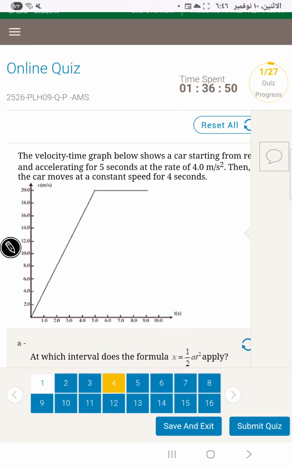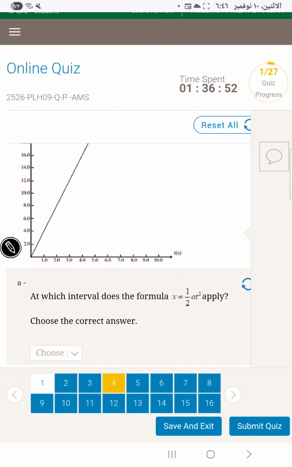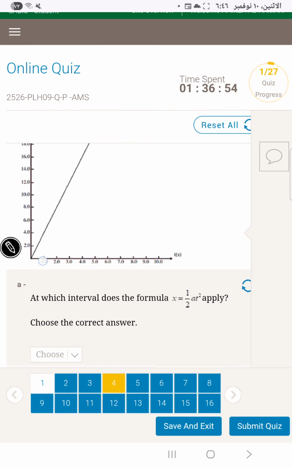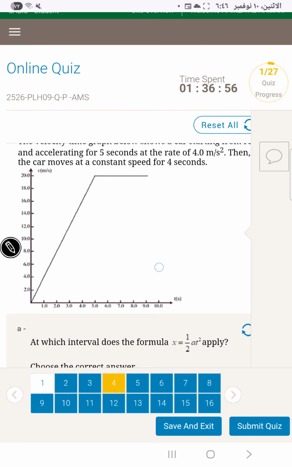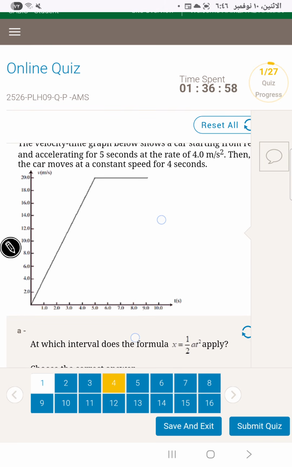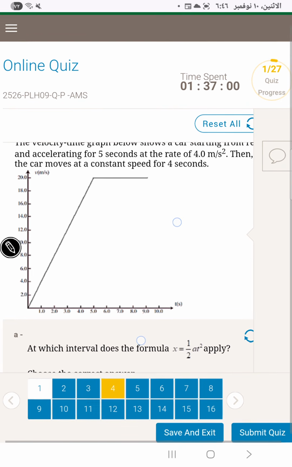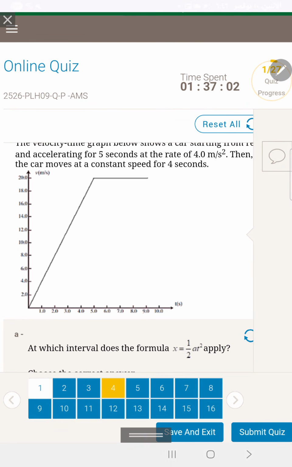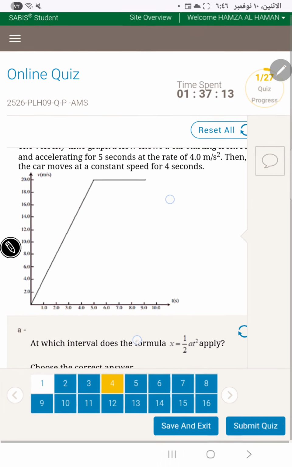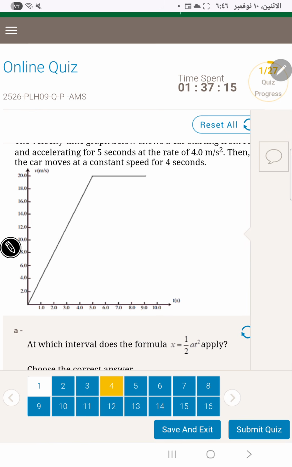Also you have here a velocity time graph. At which interval does the formula apply? It applies in the first interval here, from 0 to 5, because here you have constant acceleration. So you have to say from 0 to 5, the interval from 0 to 5.